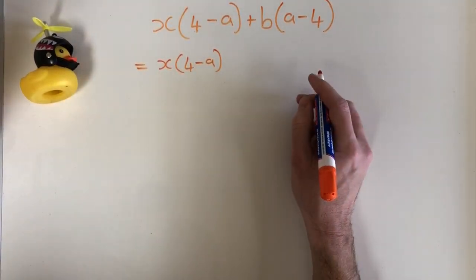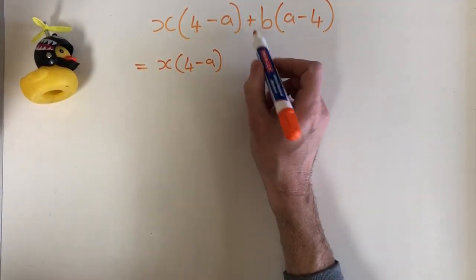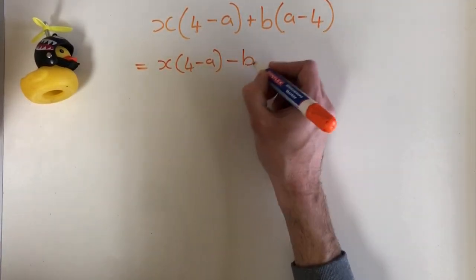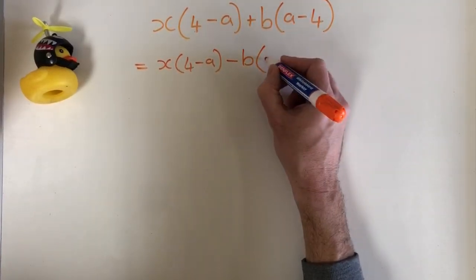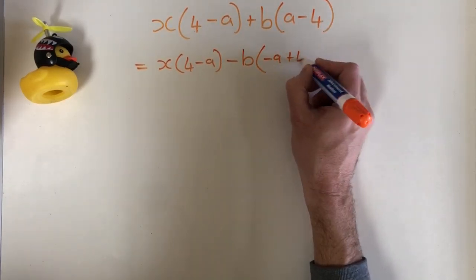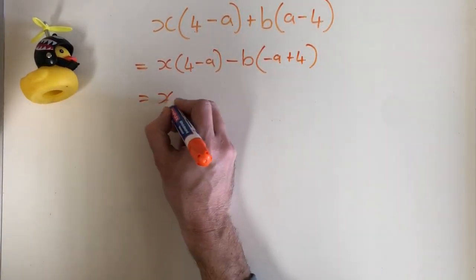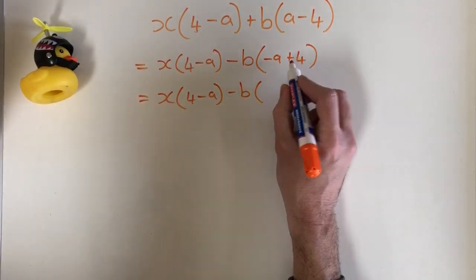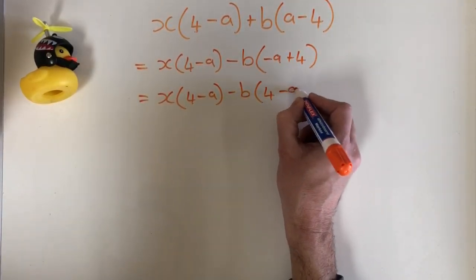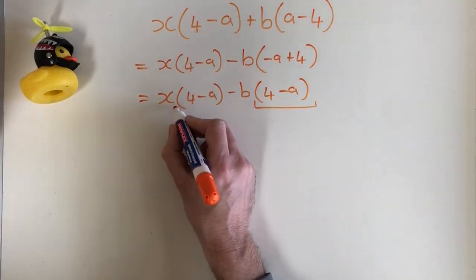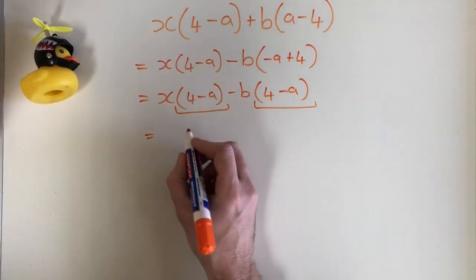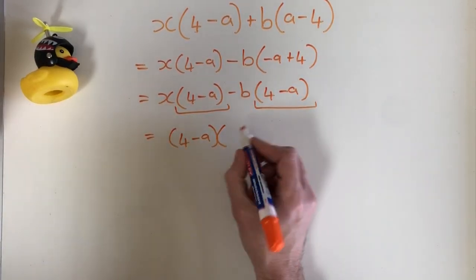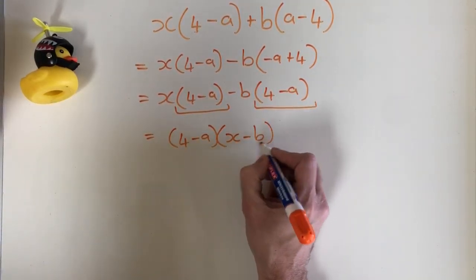And then I'm going to do the little bit of a trick. I don't really know if there's a special name for this, but I change that sign to negative b. Then this becomes negative a, and that becomes plus 4. I can do it all in one step, but I want to show exactly what I'm doing with each step, switching those around so that they look the same. And then suddenly I have similar brackets. So 4 minus a is taken out, and what's left is x minus b.